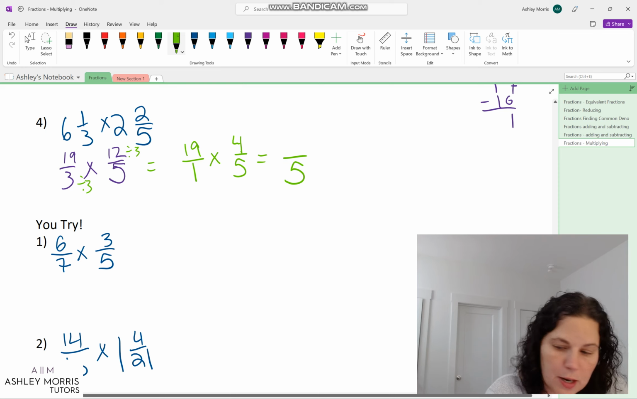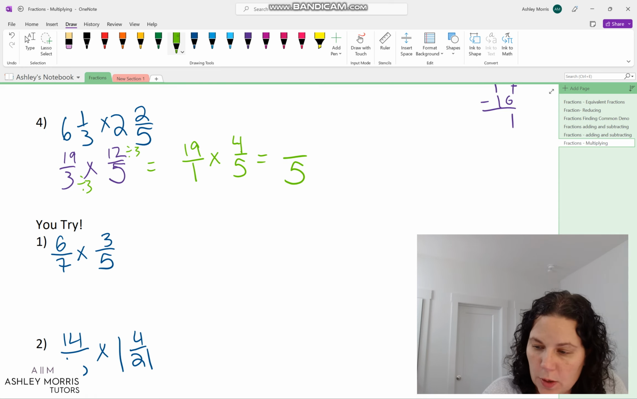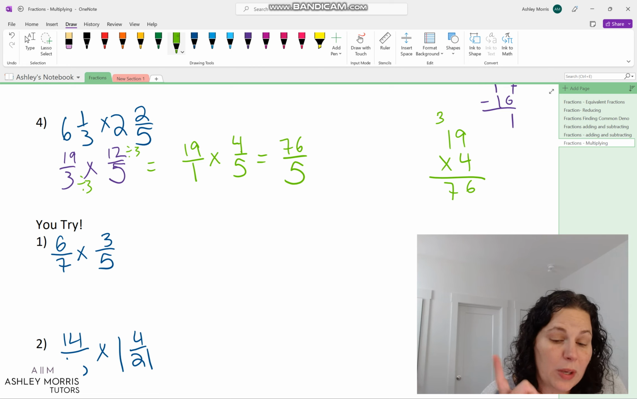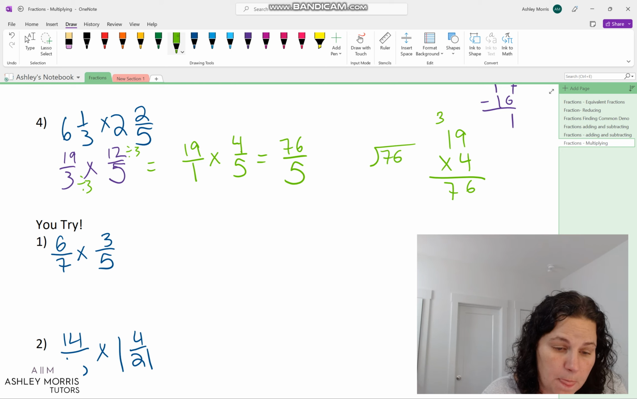So 5 on the bottom. 19 times 4. Let's go over on the side and do that. 9 times 4 is 36. 4, 5, 6, 7, 76. That does not reduce, but we can do long division to make it into a mixed number.